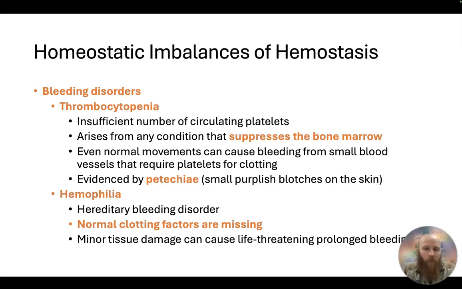And then the more common one, probably the one that you've heard of before, is hemophilia. This is a hereditary blood disorder. Normal clotting factors are typically missing, and minor tissue damage can ultimately result in life-threatening, prolonged bleeding. Okay, so it's a very serious situation. These disorders, again, fall into two categories: where we overclot and where we don't clot like we should.